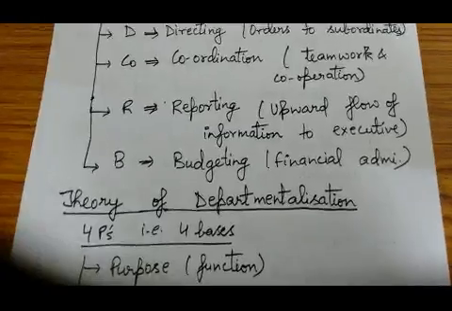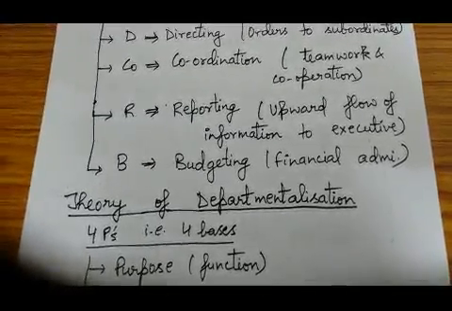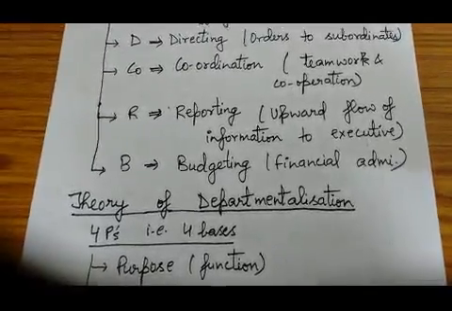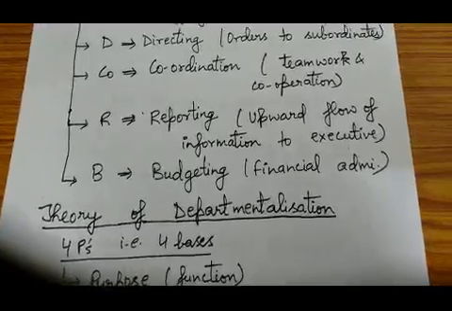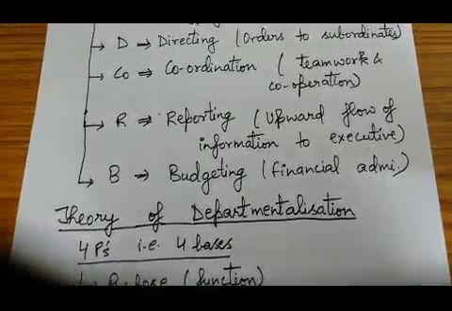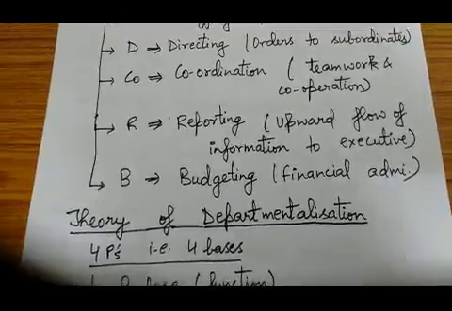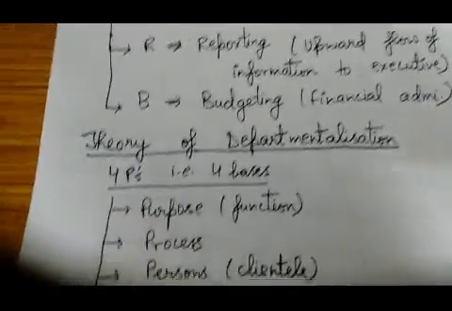And B stands for budgeting. Budgeting you know very well, like our union budget or railway budget. Similarly, an organizational budget is also there, and that is actually financial administration. It means you have to know how much income you are getting and where you will spend that income, in which sector. So that comes in budgeting.